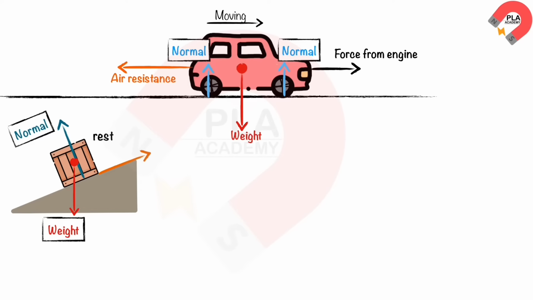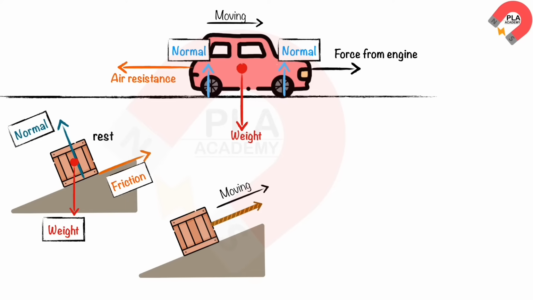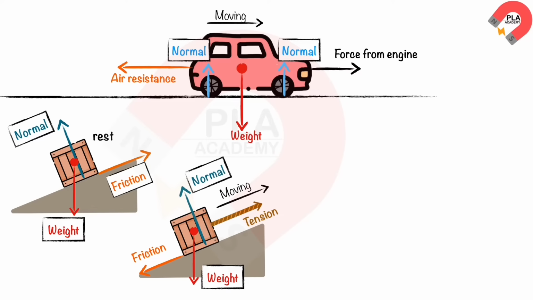When we pull a box with a rope along the incline, causing the box to move up the incline, there are forces acting on the box including the tension, which acts up along the slope. The friction acts downward parallel to the slope, because the box is moving up the slope. The weight acts downward. The normal reaction force acts upward perpendicular to the slope.